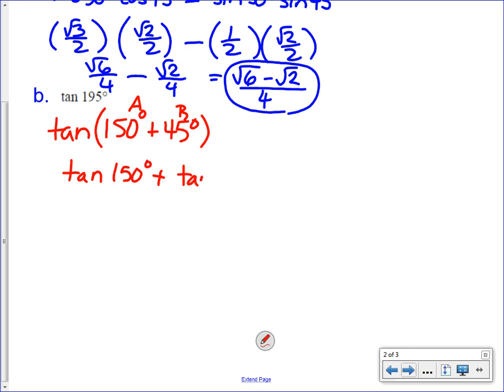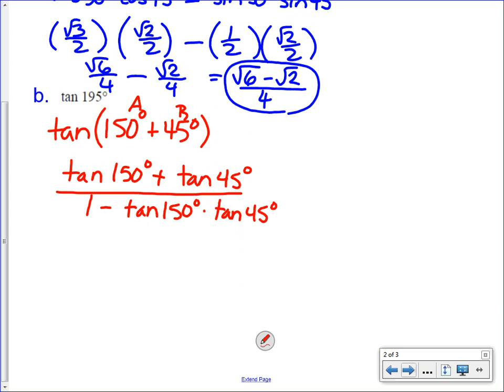plus tangent of 45 degrees divided by 1 minus tangent of 150 degrees times tangent of 45 degrees. Okay. All right, so again, that's just plugging straight into the formula.